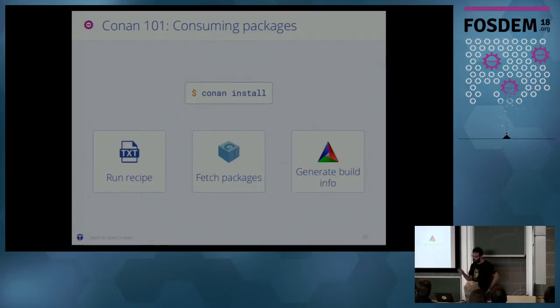So there's a conanfile.txt that I show in the next slide, where you declare your requirements. Conan install will read that file, then try to fetch packages either in your local cache or in remotes. And then finally, it will generate build information files. In this case, CMake. So it will generate a conanbuildinfo.cmake file containing every include, library directory, targets, etc. Like a pkg-config file.